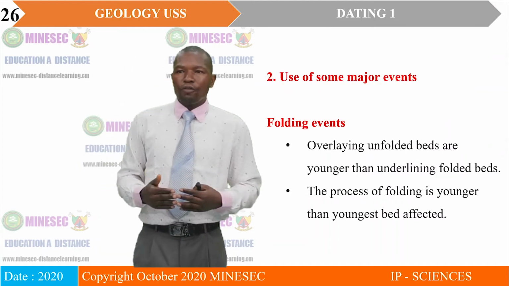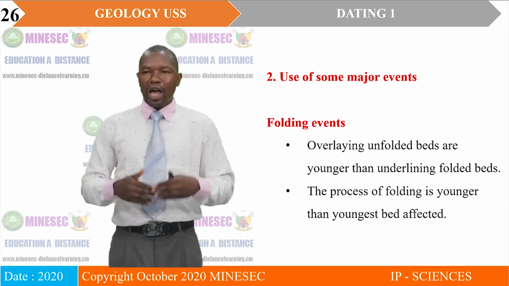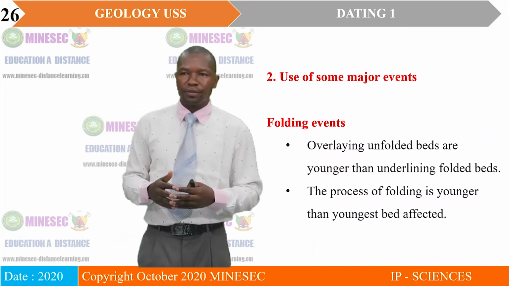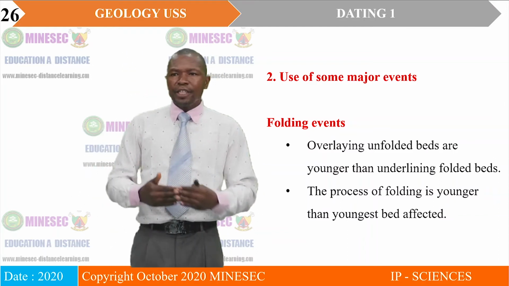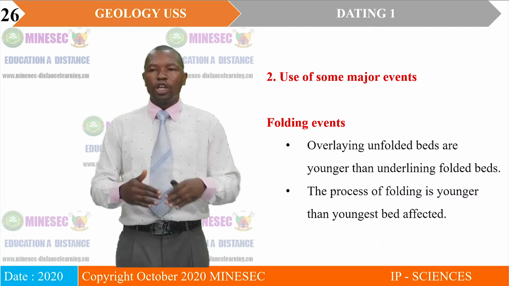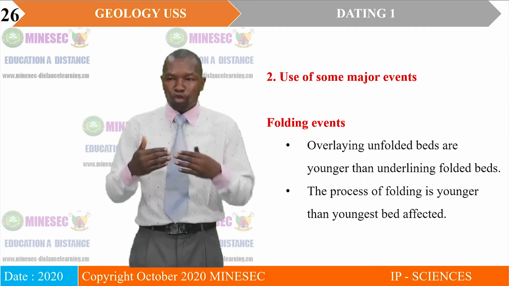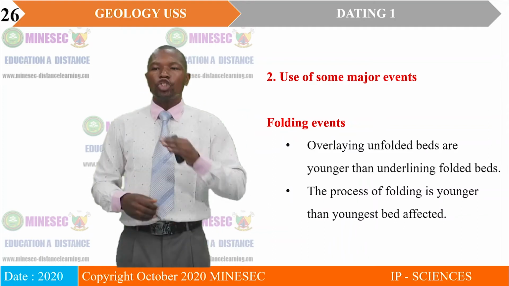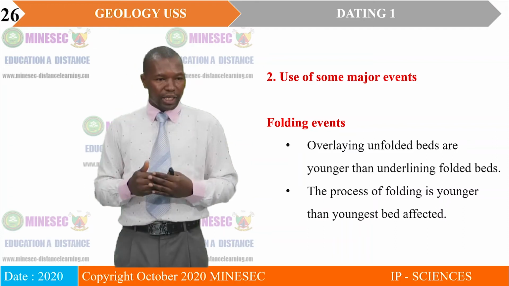The use of some major events. Major events like folding and faulting, as well as jointing. You have folding events. Overlying unfolded beds are most likely to be younger than the underlying folded beds. Why? The process of folding is younger than the youngest bed affected.